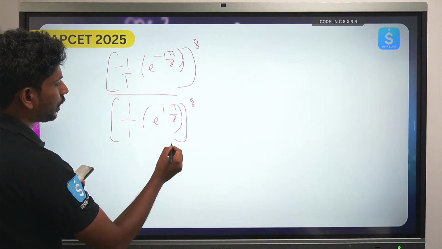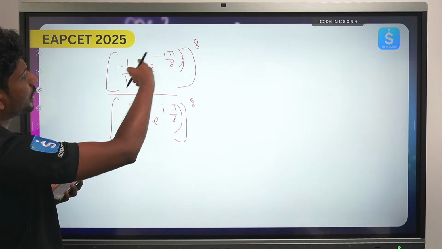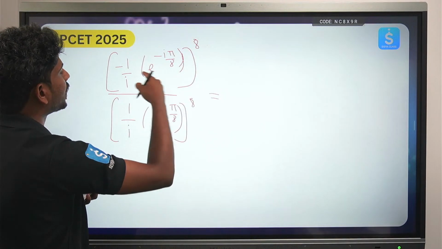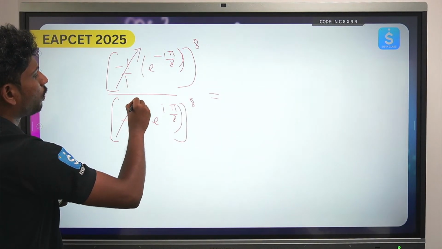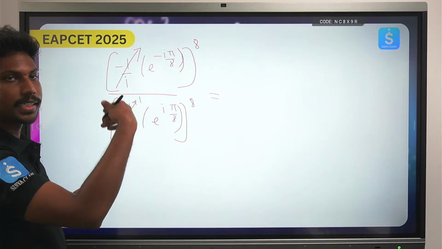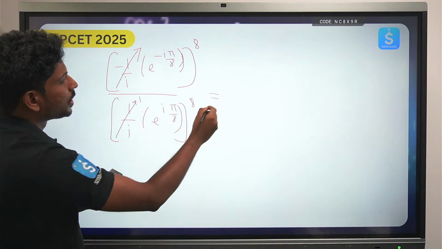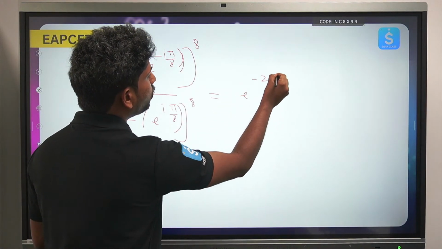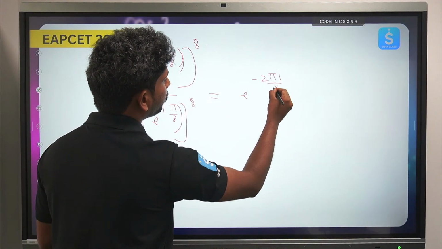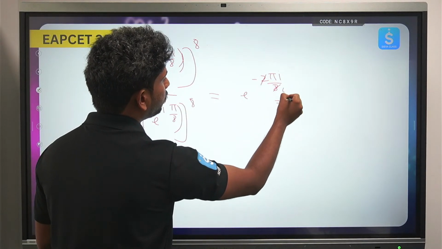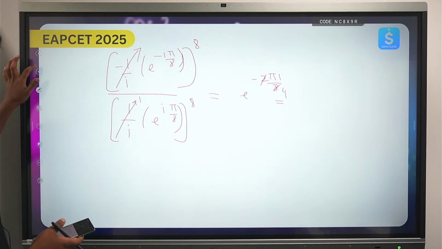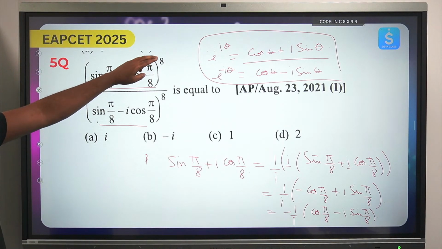So this will become I to the power, see, minus 1 on the 8, and this answer will be 1. This will also be 1, because I to the power 8, it is a multiple of 4, so it will be 1. So this will become e power minus 2 pi I by 8, so this will become minus e power minus pi I by 4. I hope I have done everything correctly.